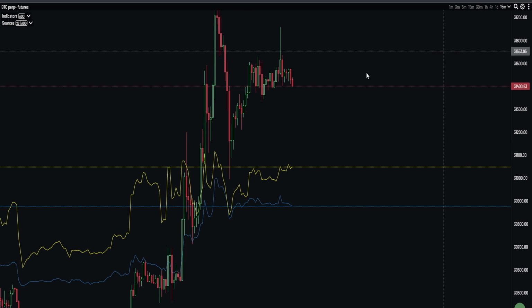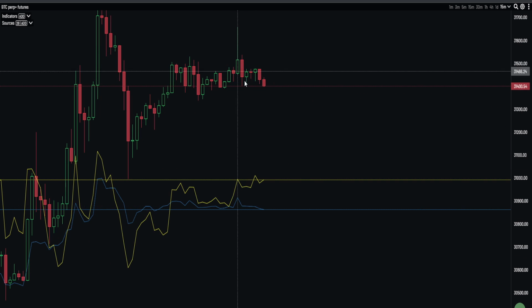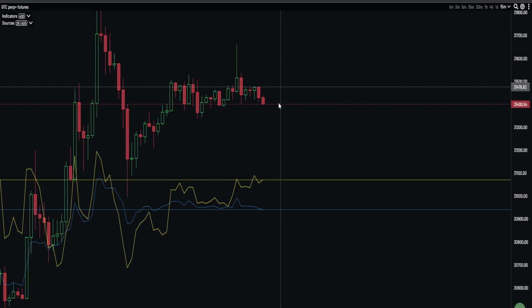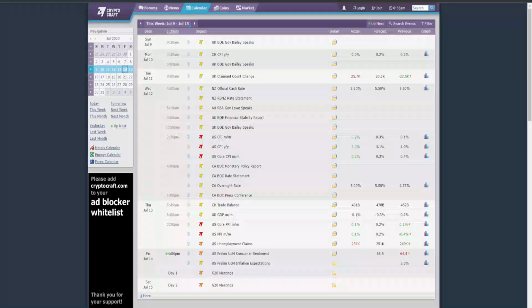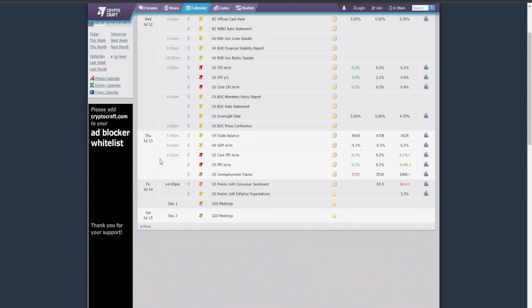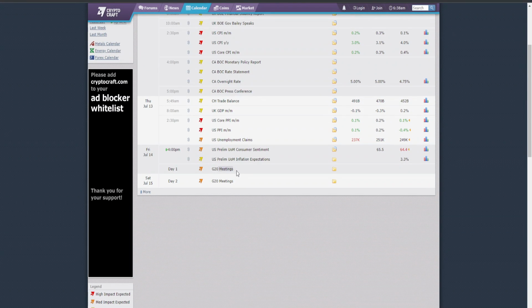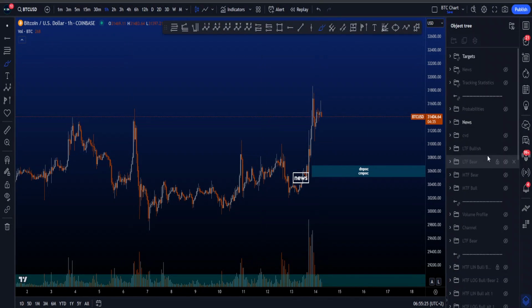Now currently we then have a little bit of bearish CVDs going on over here, which is quite interesting, of course, and we wait and see how that's going to pan out. Now if we look at the news, there's no red flags today. That already happened on Thursday and Wednesday, but we do have G20 meetings. Now, I have no idea if that's going to have any impact. No one knows, of course, but day one, day two on Saturday, we might have some additional volatility coming in.